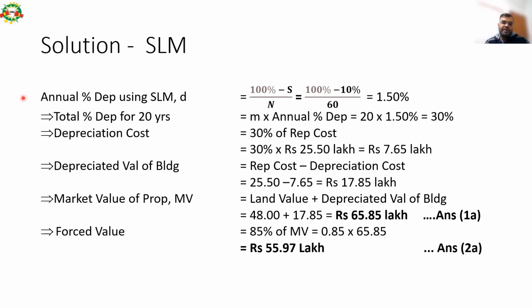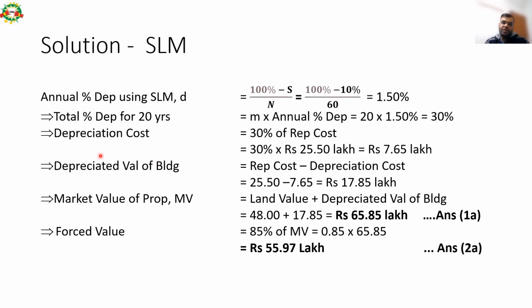So as per SLM method, annual depreciation we will calculate, which is equal to 100% minus salvage divided by n. So salvage percentage, it is equal to 1.5% annual depreciation. So total depreciation for 20 years, which is the age of the building, is equal to 20 years multiplied by annual depreciation. So 30% is the cumulative depreciation for the building as per SLM. So depreciation amount is equal to 30% of replacement cost, which we calculated in the last slide. So that means 30% of 25.50 lakh, it is equal to 7.65 lakhs.